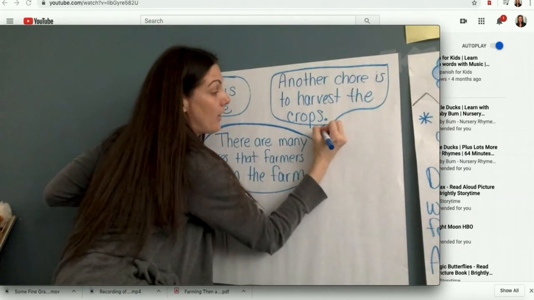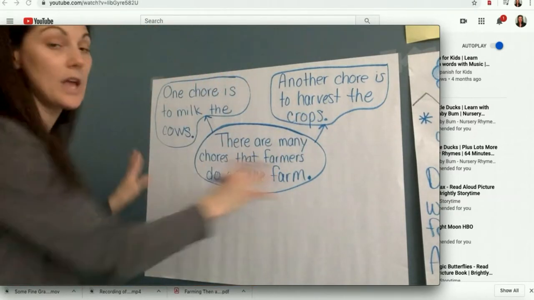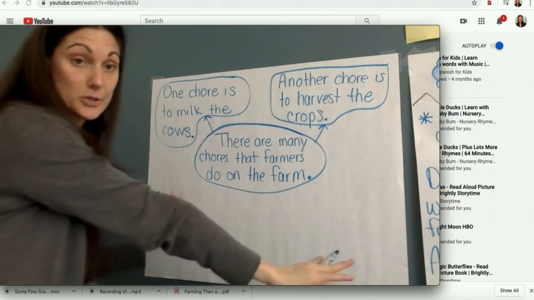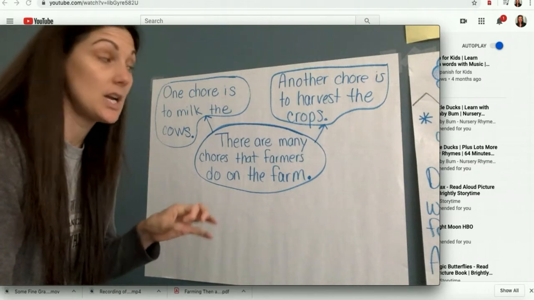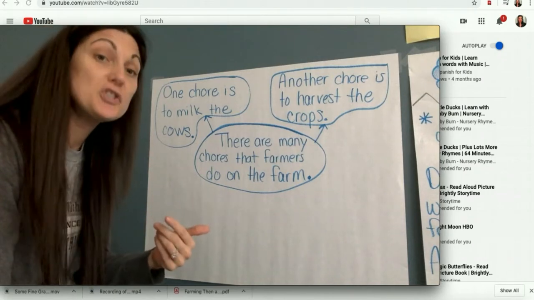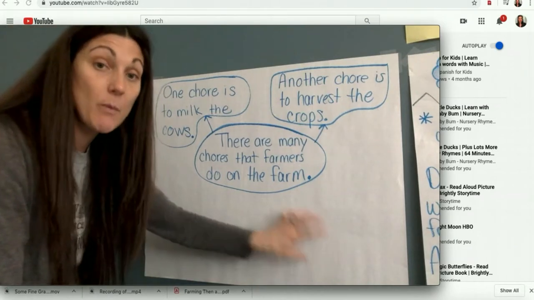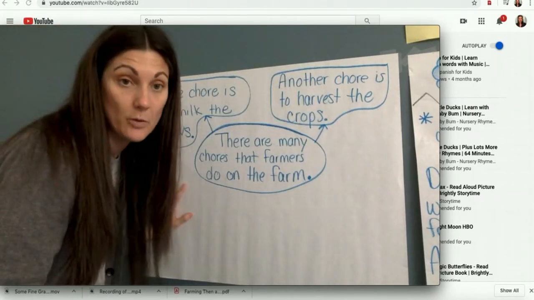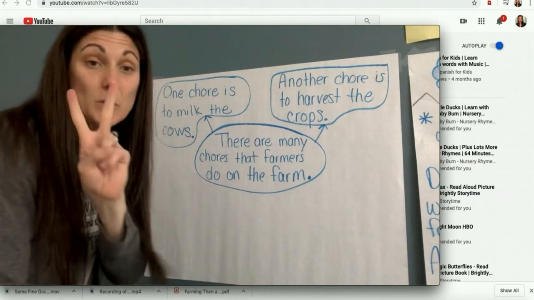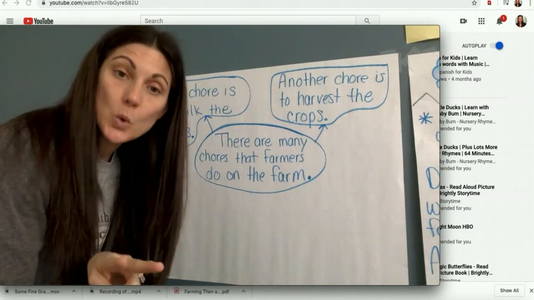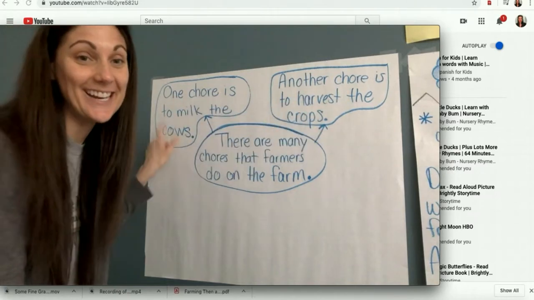And another arrow. Now, as we continue through the book, I'm going to leave the other two for you to do. So as you're listening to her read, if you hear a chore that she says the farmers do, I want you to pause the video and write them down. Because your task for today, whether you do it on this paper and upload the photo to the Google Classroom, or type it into the Google Slides at the end, is you need to have 2 sentences about chores that farmers do.